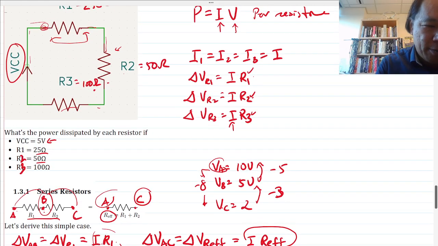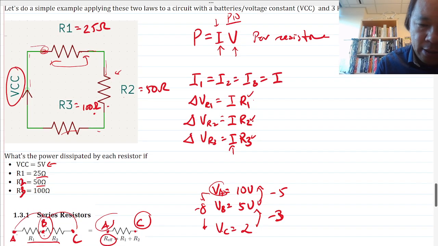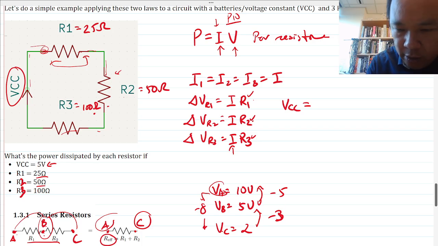So going back to our problem, basically the entire VCC, you can combine all three of these resistors together, which I'm going to call R effective, times whatever the current is, because they all share the same current.